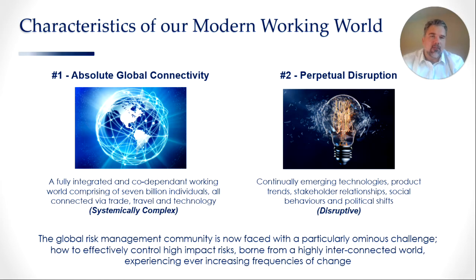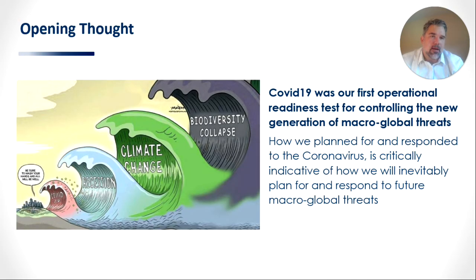So what we have now learned is that the global risk management community is faced with a very particular challenge, and that's how to effectively control high impact risks born from a highly interconnected world experiencing ever increasing frequencies of change. Now, running with this theme, I've been talking for years about the emergence of a new generation of threats, macro global threats. Those threats that are impacting us as a collective community, those threats that we can only resolve by coming together and collaborating as a collective community.